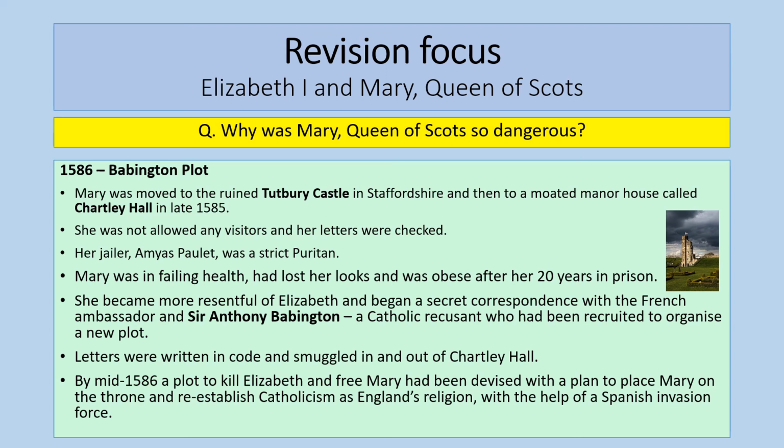Now, they write letters to each other in code, and they're smuggled out of Chartley Hall. And basically, a plot is devised where Mary's going to be placed on the throne, Elizabeth's going to be killed, and Catholicism will be re-established. And the hope is that a Spanish invasion will help them do this.